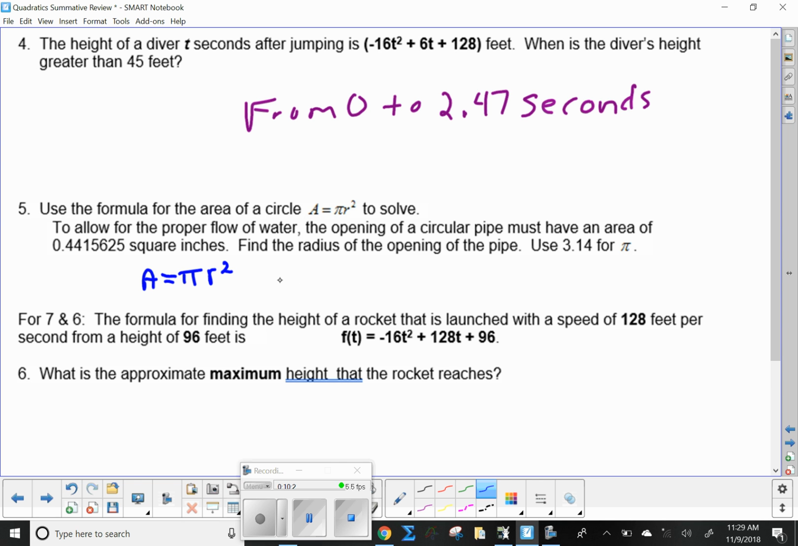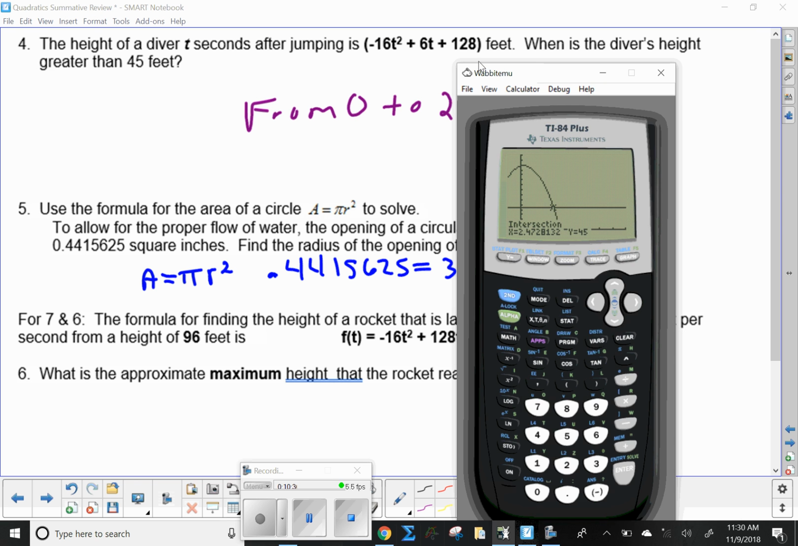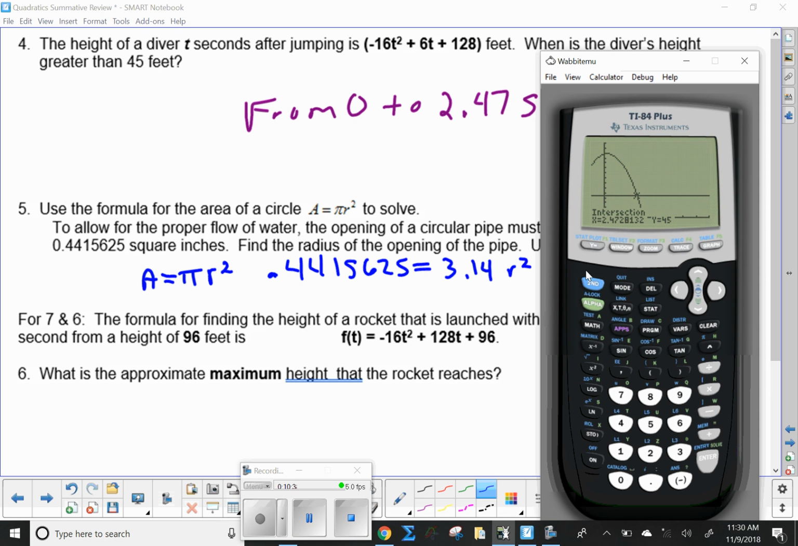Well, my area is 0.441562 and pi is 3.14 r squared. For this, again, your calculator is your friend. So you're going to quit out of this, 0.441562, and you're going to divide this by 3.14, and you get an answer.